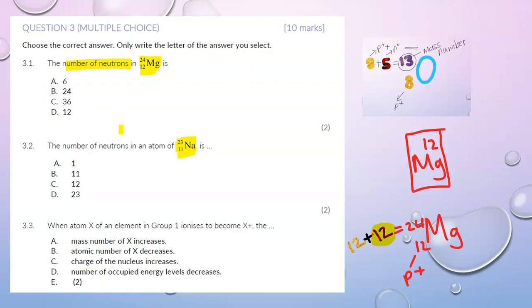And then I went back to the question to figure out what they actually want me to answer. So the number of neutrons is 12. The answer there is D.